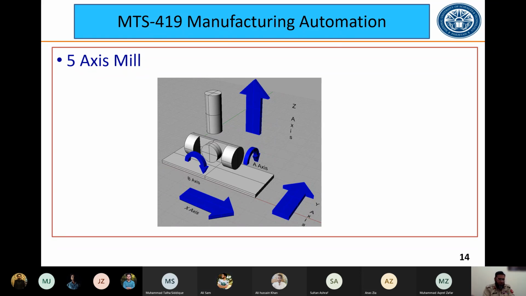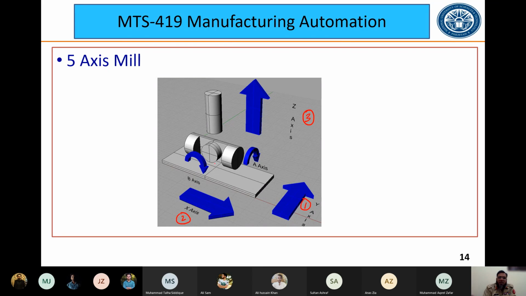If you look at this, this is a 5-axis mill machine. These are the Cartesian coordinates, the linear axes which we have discussed earlier: the y-axis, x-axis, and z-axis. Now see, either the tool or the table on which you have fixed the work part can rotate. So this is the A axis. A axis is rotation about the X axis. And then the B axis. B axis is rotation about the Z axis.